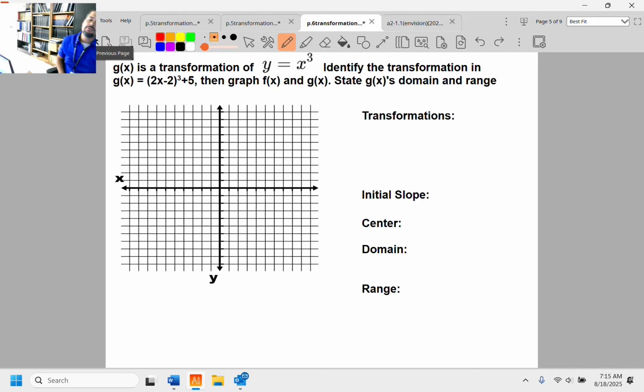So g of x is a transformation of y equals x cubed. Identify the transformation g of x equals 2 times x minus 2 cubed plus 5. And hopefully you notice that the problem is this is not in the right form. The form is not usable. So we're going to do a little bit of factoring. Notice how I encapsulate in parentheses. Now I talked about this in a previous lesson. Once you break it apart into the product of two factors, you can distribute that too. And I know, and I hope you know, that 2 cubed is 8.